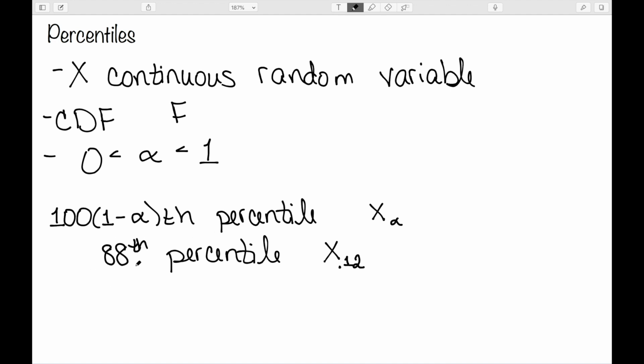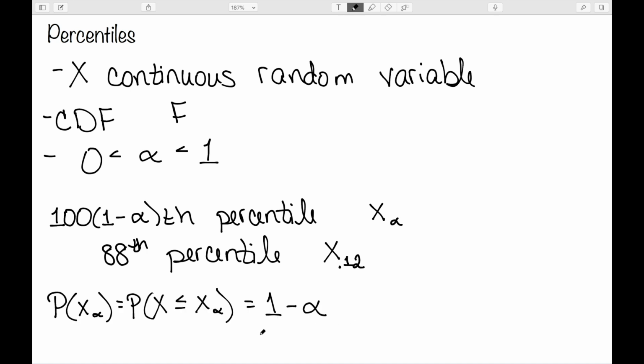Since it's 88, the opposite percent would be 12%, and then 12% as a decimal is x sub 0.12. And the probability of X being greater than x sub alpha is equal to the probability that X is less than or equal to x sub alpha, so 1 minus alpha. What this tells us is if you're in the 88th percentile, then 88% of the population is at or below your level. So the percentile tells you what proportion is either at or below that particular level.